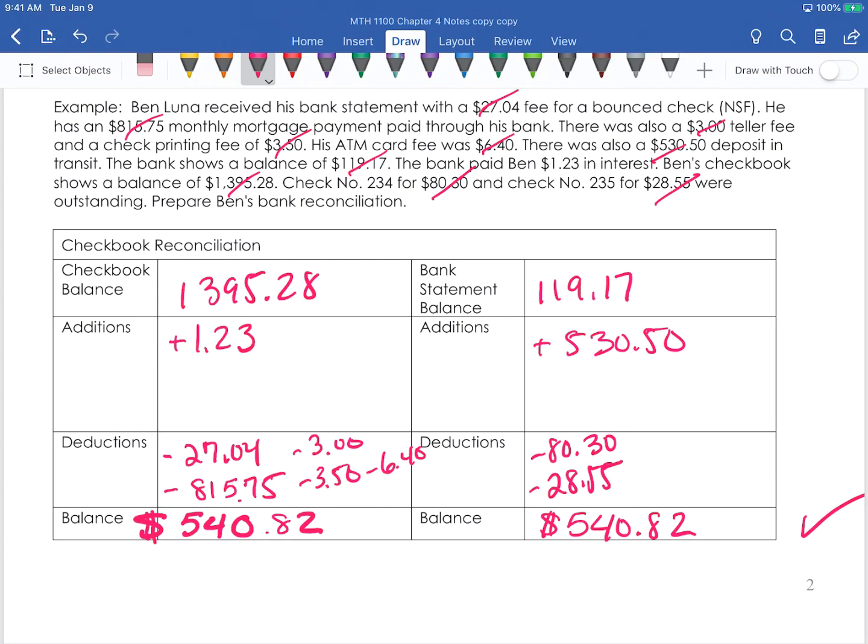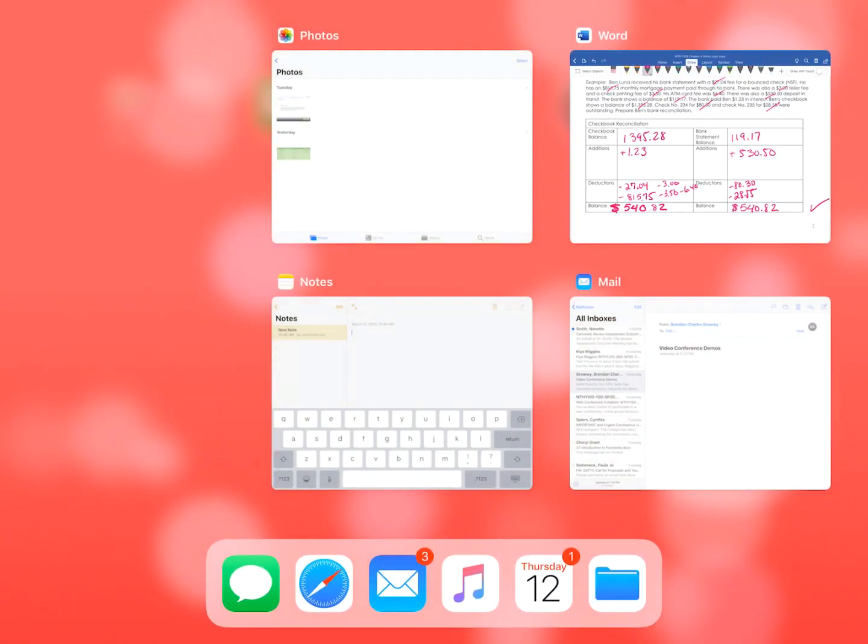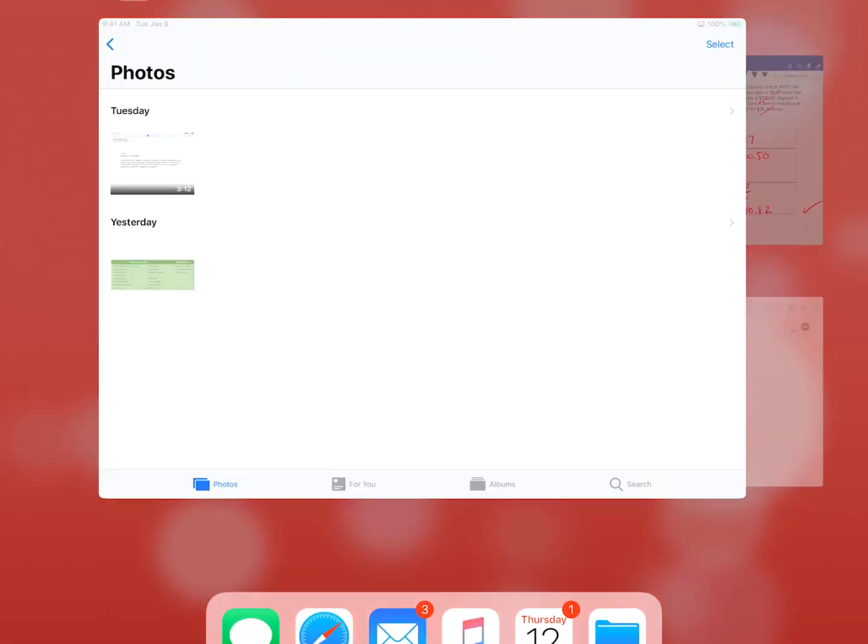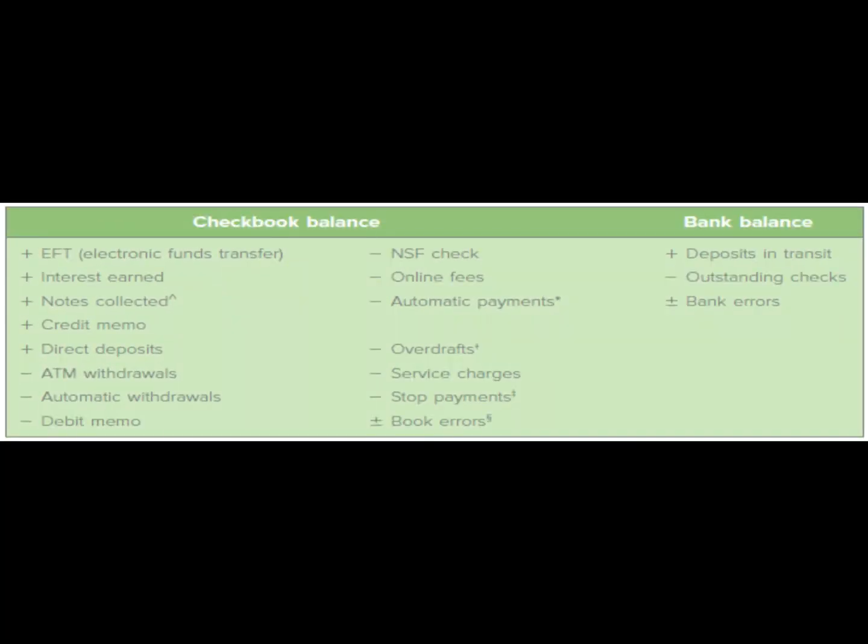And I also have at the top of that page with the blank charts in it a little cheat sheet that has all the different fees and deposits and things that you can have, which column it should go in, and if it should be an addition or a deduction. And that would look like this. So that's going to be at the top of your sheet with the charts on it.